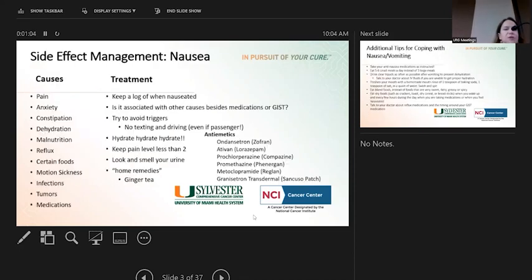Okay, so we thought we'd start with nausea, which is always one of these challenging but actually manageable side effects that's pretty common. So what causes nausea? Well, certainly the disease itself can cause nausea. Many other issues, which I'll talk about here in a second, can cause nausea. And then, of course, treatment can cause nausea.